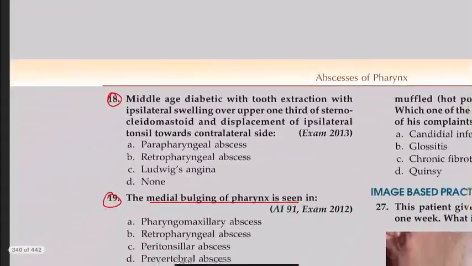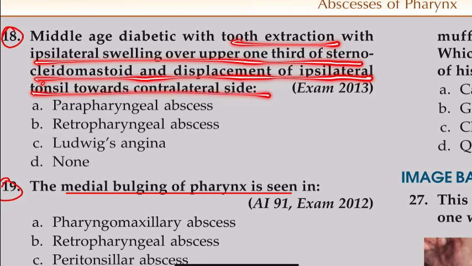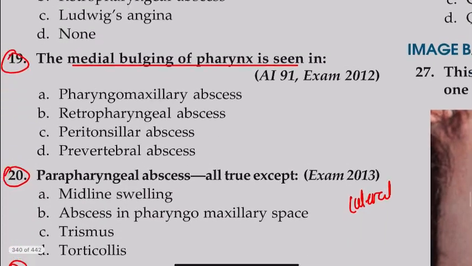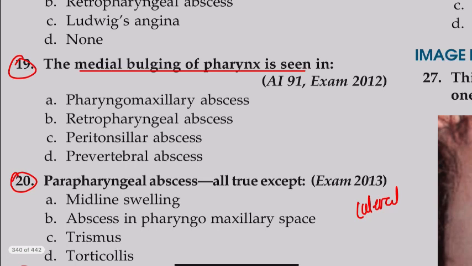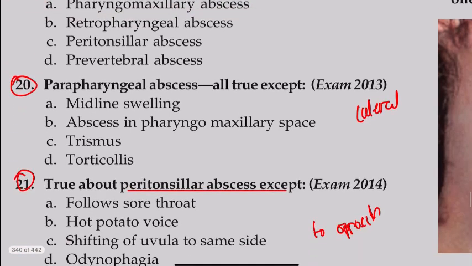Now moving to the next question: a middle-aged diabetic with tooth extraction, ipsilateral swelling over the upper one third of the sternocleidomastoid and displacement of the ipsilateral tonsil towards the contralateral side. That is seen in parapharyngeal abscess. Medial bulging of the pharynx is seen in parapharyngeal abscess, also called pharyngomaxillary or lateral pharyngeal abscess. All are true except midline swelling. Yes, it is an abscess in the pharyngomaxillary space.